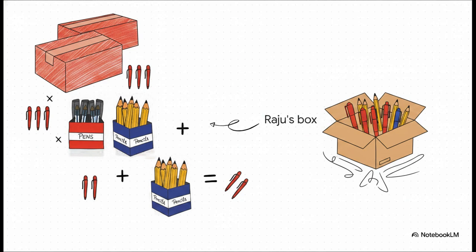Nice, right? So how do we quickly figure out the total quantity of items he has? Well, if he has X red boxes, he has 4 times X pens. If he has Y blue boxes, he has 5 times Y pencils. Add in those 3 free ones, and boom, we get our algebraic expression, 4X plus 5Y plus 3.